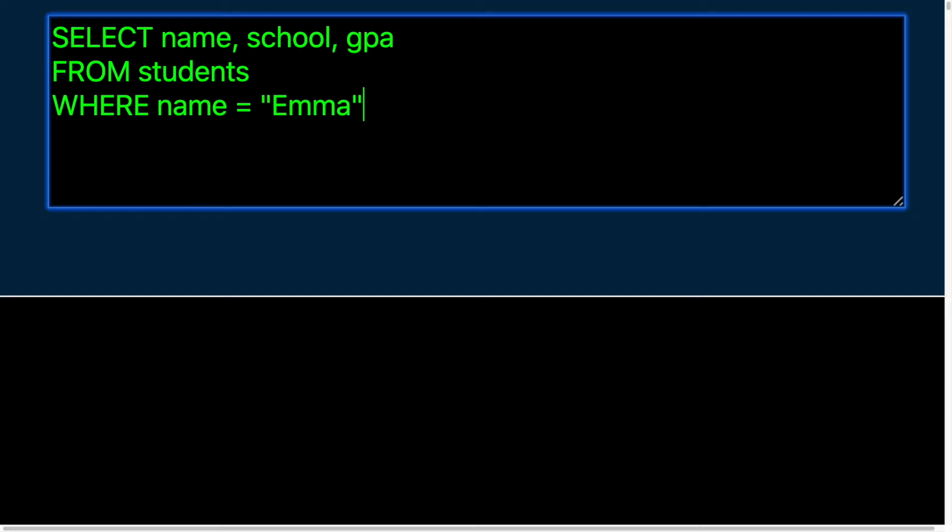So what does SQL actually do with this? All it does is it goes row by row and checks that where clause against each row. Does the name equal Emma? If so, let's keep the row. If not, we'll toss it out and get rid of it.